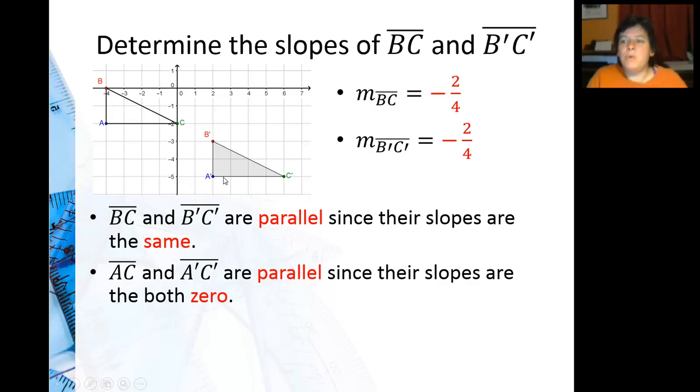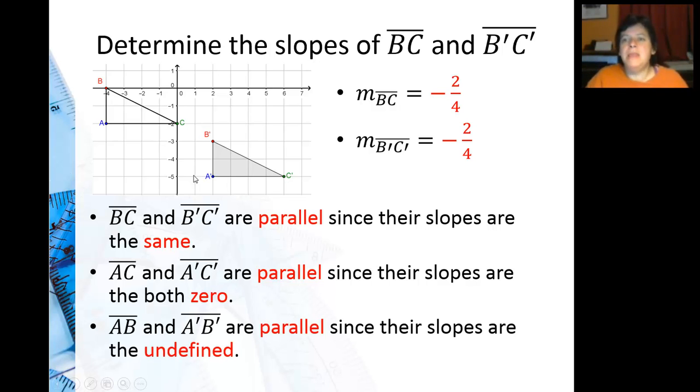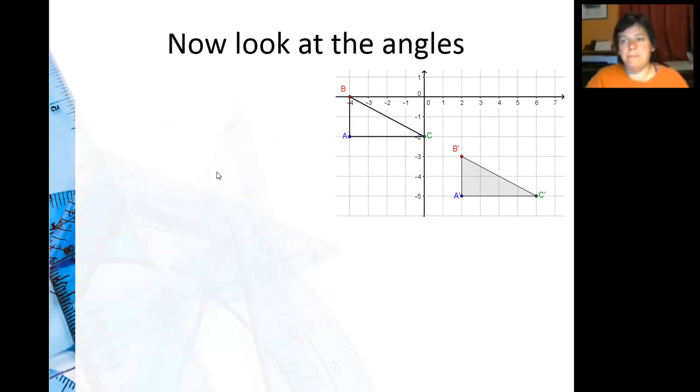AC and A prime C prime are also parallel because their slopes are 0. That is, they're completely horizontal. And then AB and A prime B prime are parallel since both of their slopes are undefined. That means they're going straight up and down.